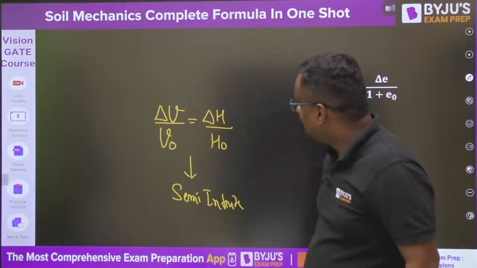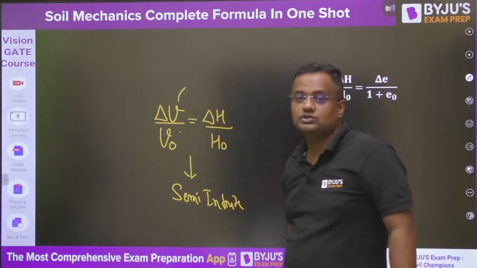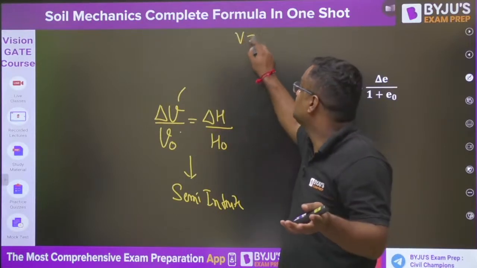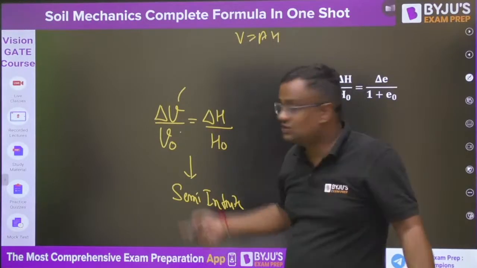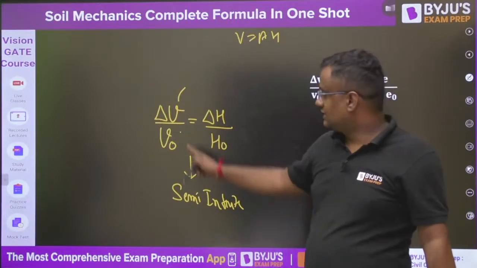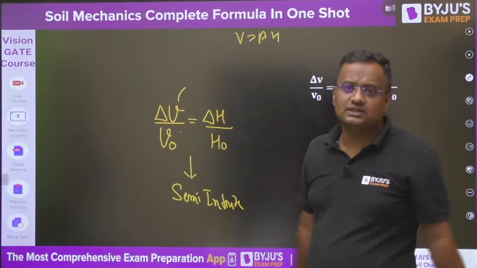So whatever the change in volume with respect to original volume, volume is area into height, right? Volume is area into height, and area is not changing. So whatever delta V is, that is equivalent to delta H, because area is not changing.